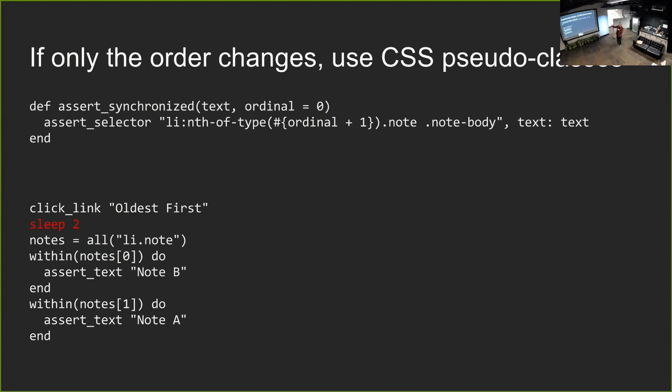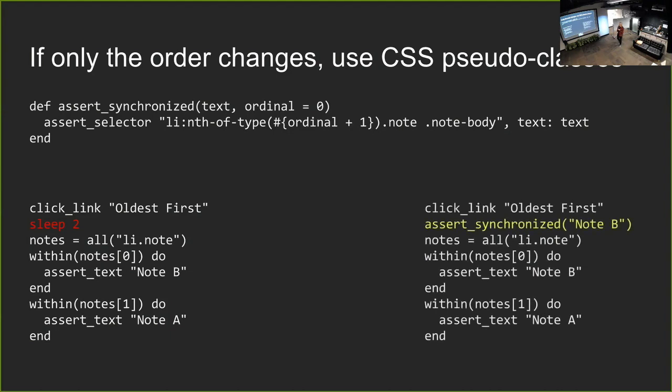nth list item, if that list item happens to be a note. So it's a little complicated. That's the way the page was formatted. And now I can take out the sleep and replace it with a call to this helper. Two gotchas with this. One of them you can see here: the CSS pseudo class, they call it, is one based, and most of us are used to doing zero based. So I built that right into the helper.